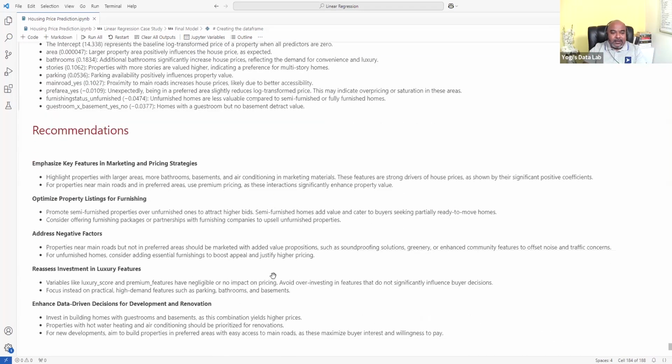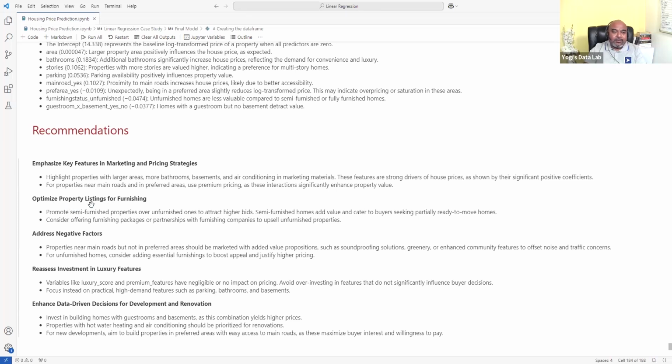Now, based on this, I can go ahead and build my recommendations where I can say: emphasize key features in marketing and pricing strategies. Highlight the properties with larger areas, more bathrooms, basements, and air conditioning in marketing materials. These features are strong drivers for house prices, as shown by the significant positive coefficients. For properties near main roads and in preferred areas, use premium pricing as these interactions significantly enhance property value.